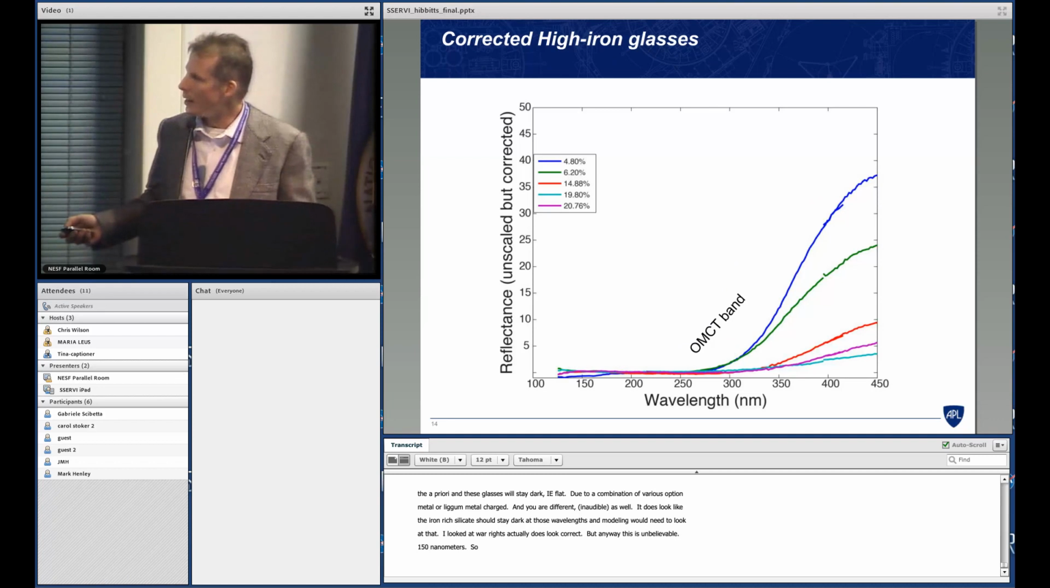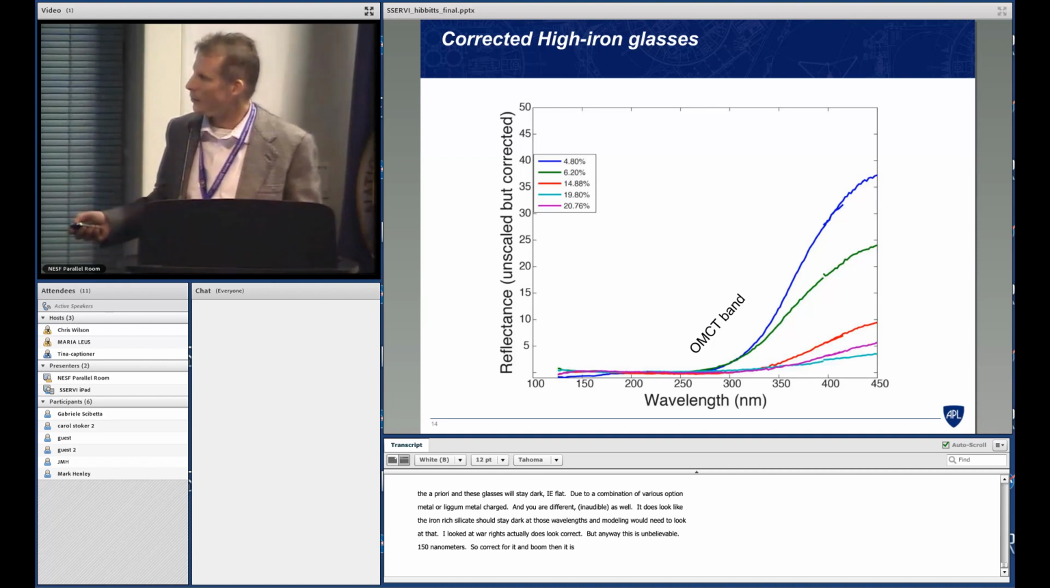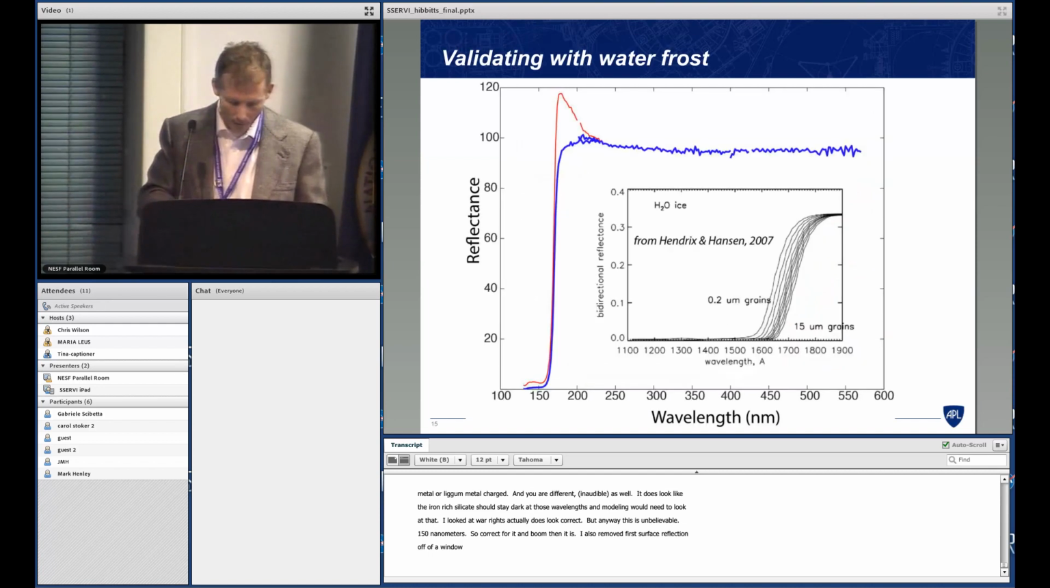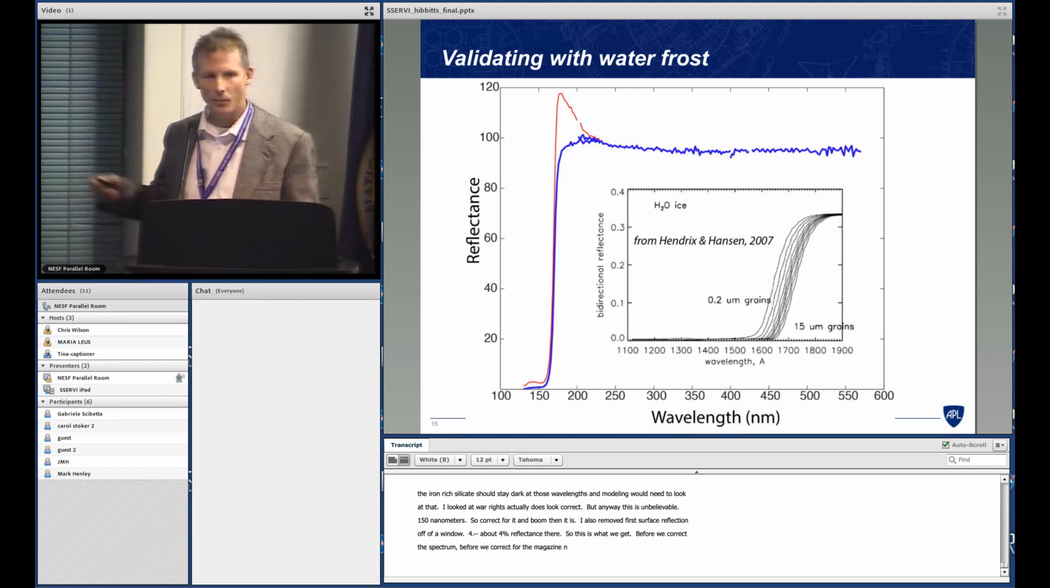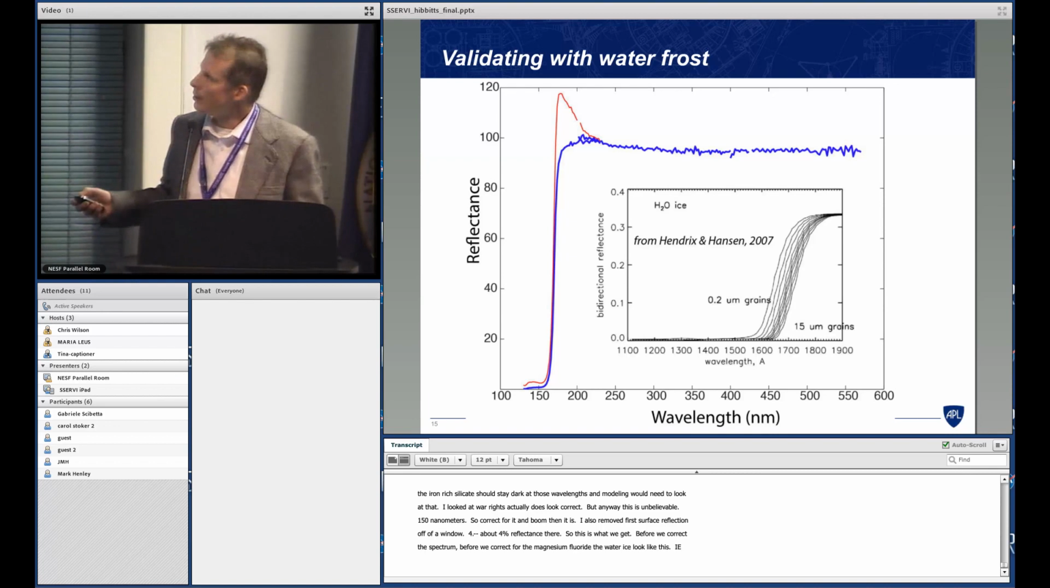I also removed a first surface reflection off a window, about 4% reflectance there. So this is what we get before we correct the spectrum of water ice, before we correct for the magnesium fluoride. Water ice looks like this, okay, i.e., if we just assume magnesium fluoride was flat all the way across.